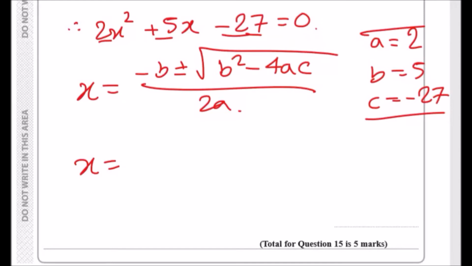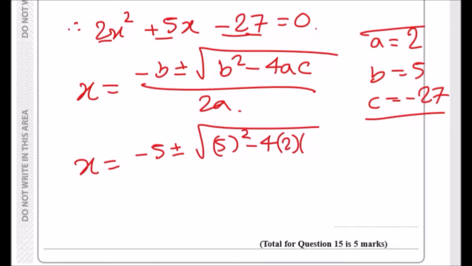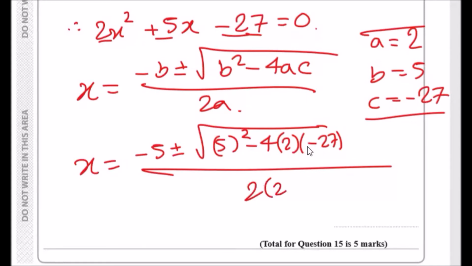So replacing the values, minus b, so it'll be minus 5 plus minus b squared, so it'll be 5 squared minus 4 bracket a, which is 2, c, which is minus 27. Quick tip, guys, yeah? When you're substituting numbers for letters, always wrap them in a nice bracket so you avoid the error in the calculator. And this is all over 2 times 2. Okay. Let's work this out now.